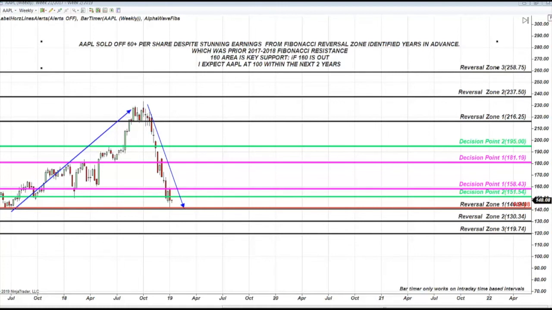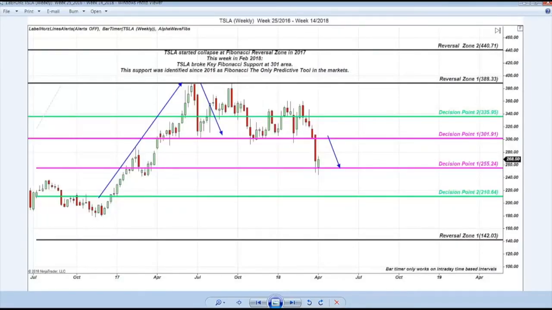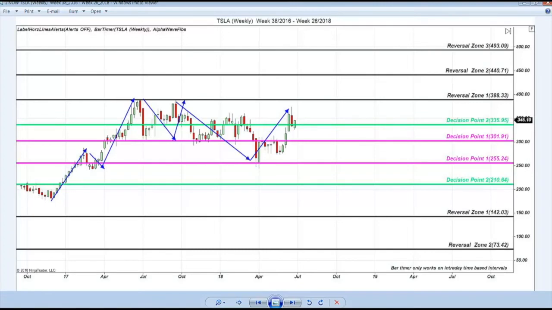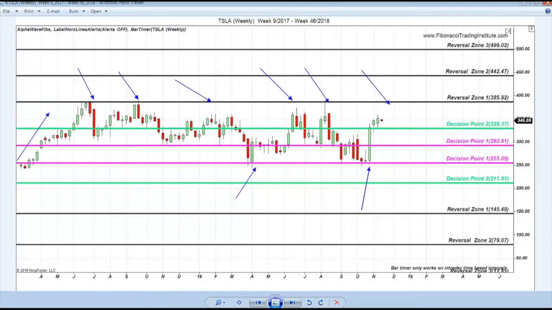Here's another fantastic reminder. Here's Tesla. 2017-2018, key reversal zone is present. Spectacular earnings, horrific earnings don't mean a thing. Apple reversing, Tesla reversing from reversal zone. Tesla respecting key support in spring 2018, the 255 number. This is Tesla throughout 2018, bouncing from 255 no matter how horrific the earnings are. Tesla selling off from reversal zone no matter how spectacular the news or negative the news, whatever it is.